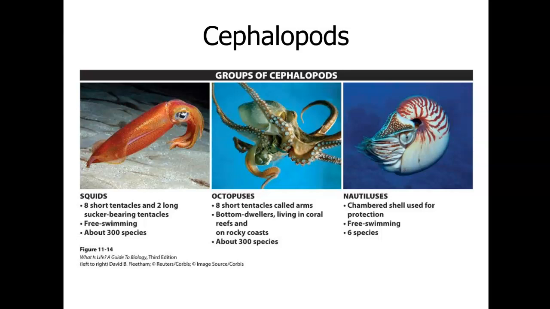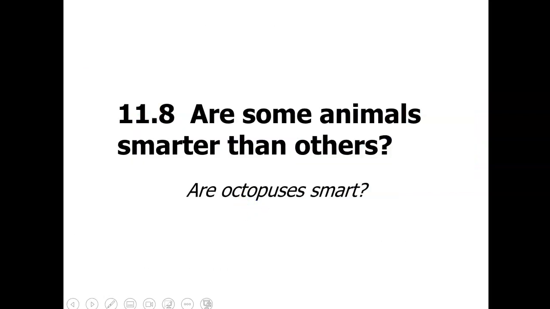Altogether with the cephalopods, there's going to be more than 100,000 species. Are some animals smarter than others? Well, are octopuses smart?